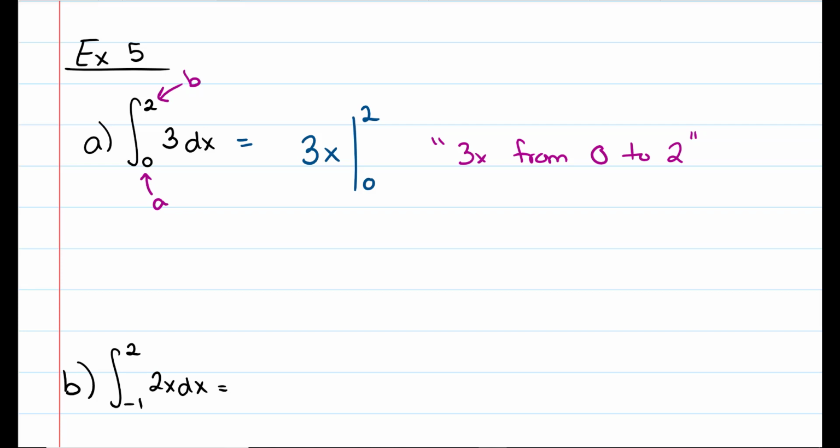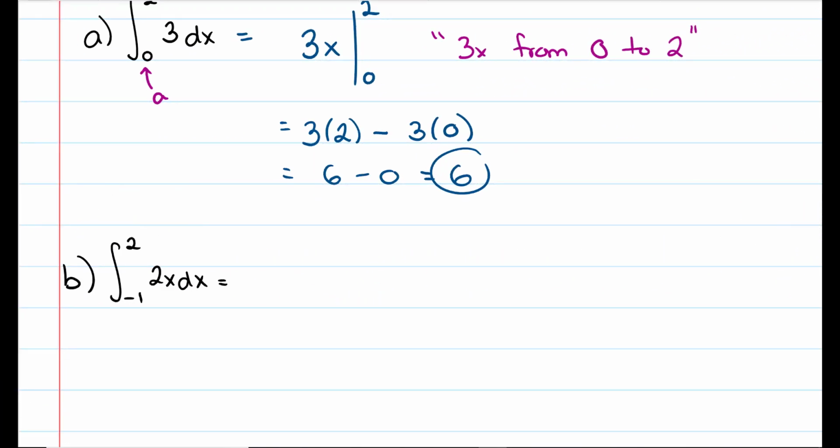And the way this works is you take your function, 3x, and you plug in 2, and then you subtract your function at the other value. So there's b and there's a. 2 is b, 0 is a. So 3 times 2 is going to be 6 minus 0. So your answer is 6. I want you to try part B on your own right now, so give it a try, and then we'll continue with the video.